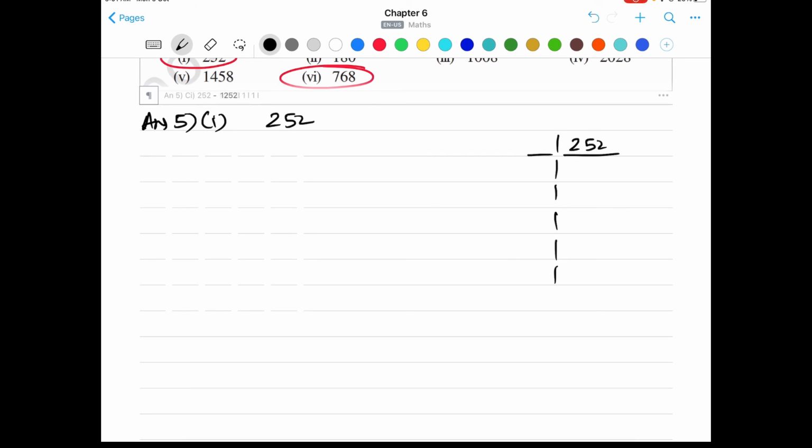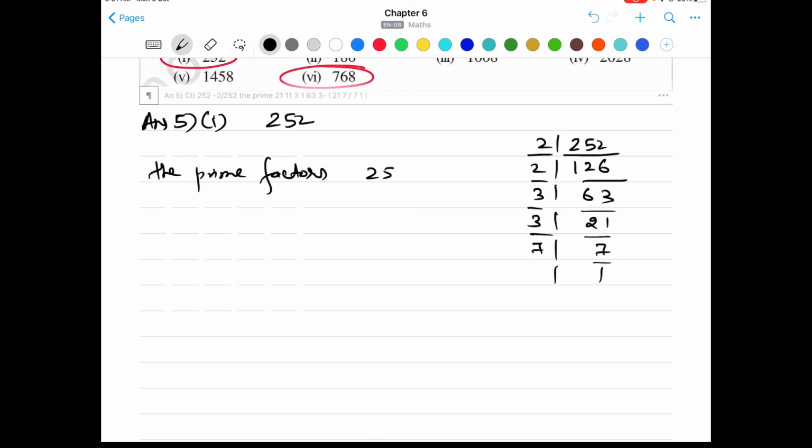As this is an even number, we can divide it by 2, so we get 126. Again dividing by 2, we get 63. This time let's divide by 3, we get 21. Again dividing by 3, we get 7, and now dividing by 7 we get 1. So we'll write the prime factors of 252: 252 equals 2 into 2 into 3 into 3 into 7.